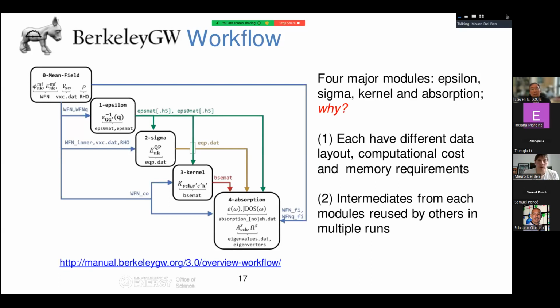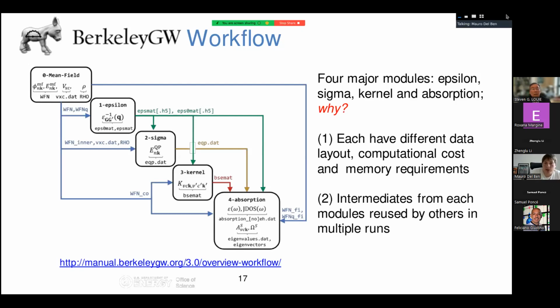And then we have these 4 major modules: epsilon, sigma, kernel, absorption. The reason why we break down the GW plus BSE procedure in 4 major steps is essentially computational efficiency. Each of these modules, depending on the kind of system you are dealing with, has very different parallelization strategy, data layout, and memory requirement. So you better break it up in different steps so you can efficiently use the computational resources instead of, again, running the entire procedure from scratch every time.